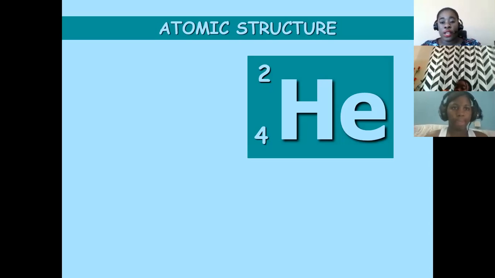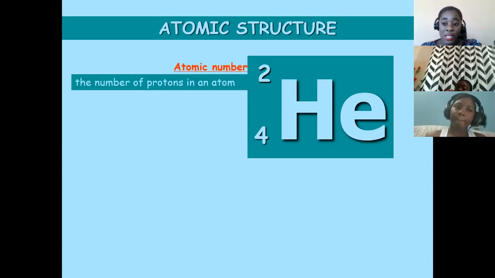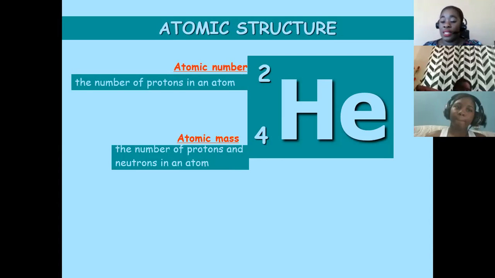So the atomic structure is usually written like this. Some books will have the 4 at the top, some will have the 2 at the top. So helium is a symbol, He. The 4 is the mass number. So the bigger number is always the mass number. Whether it's at the top or at the bottom, the bigger number is the mass number and the smaller number is the atomic number. So see there, the atomic number, which is the number of protons in the atom, and then the atomic mass, which is the number of protons and neutrons in an atom.